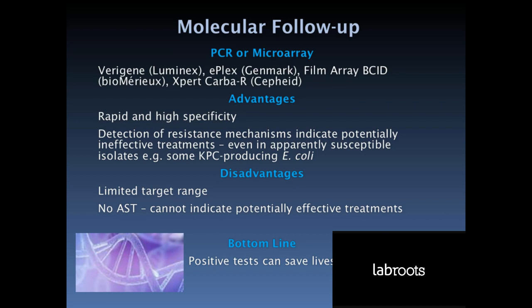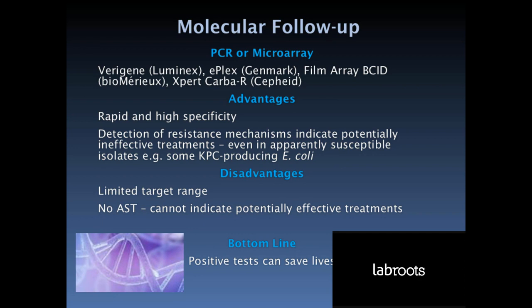Here are some representative examples of molecular tests that can be done on positive blood cultures. They take about 90 minutes, which is rapid, and they have high specificity. Positive molecular results can be very helpful. Detecting resistance mechanisms can eliminate consideration of certain drugs and possibly help get the patient on effective therapy many hours sooner than otherwise. This can significantly reduce length of stay, save a life, improve antibiotic stewardship, and save money.